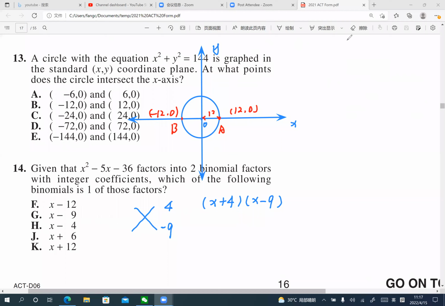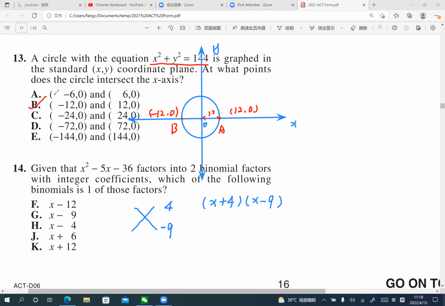Question 13. A circle with the equation x squared plus y squared equals 144 is graphed in the standard xy coordinate plane. At what points does the circle intersect the x-axis? So from the graph, we can tell the circle intersects with the x-axis at 2 points. One is A, one is B. And the equation x squared plus y squared equals 144 is the standard form of a circle. So we can read the radius directly from the equation, which is 12. So the coordinates of point A is 12 and 0, and the coordinates of point B is negative 12 and 0. So we should choose option B.